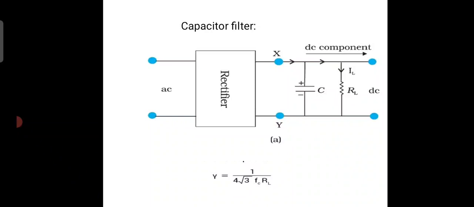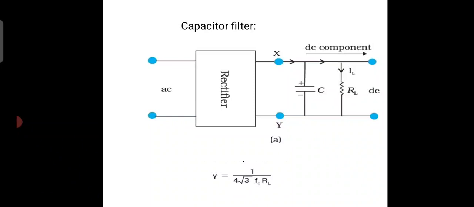Next, I think you are clear with this concept, the action of the capacitor filter. The ripple factor of this capacitor filter will be mu equals 1 divided by 4 root 3 Fc into RL, where Fc is the cutoff frequency for the input filter.